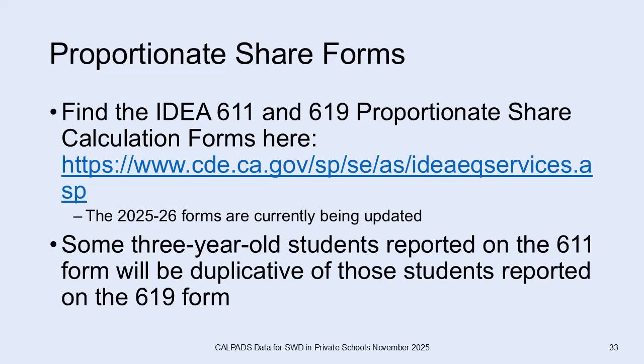Also, inevitably we get this question. The IDEA proportionate share calculation forms 611 and 619 do have some overlap. 611 captures proportionate share for ages 3 to 5, and 619 captures information on students 5 to 21. So there is going to be a little bit of overlap, 3 to 21. You are going to get some overlap of those students, and they are duplicative, and it is intentional.